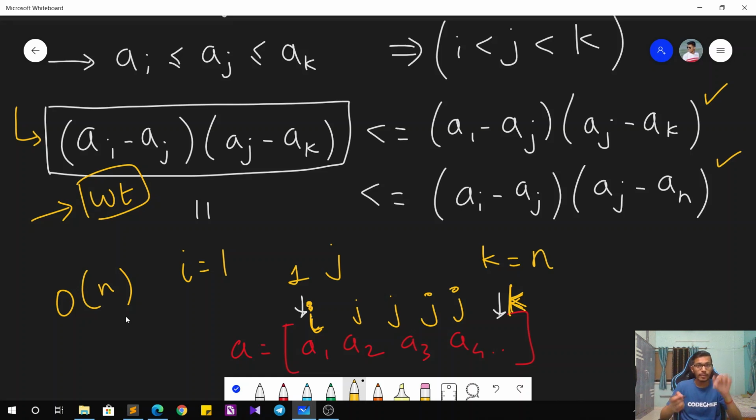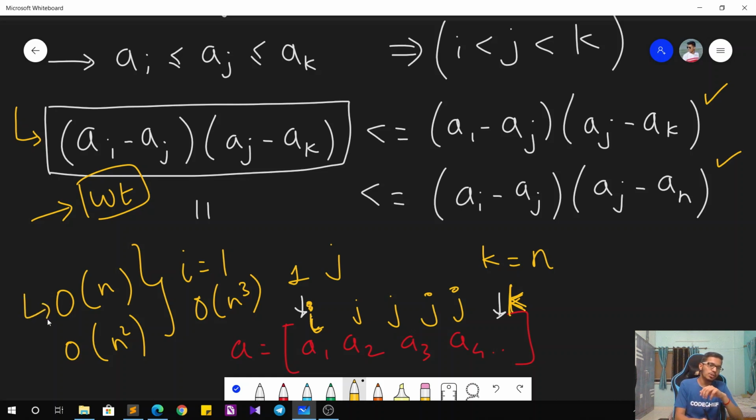And how many subarrays do we have? We have order of n square subarrays. So that means the overall runtime of our code would be order of n cube, and that is going to cause a time limit exceeded for the given constraints of the question. So an order of n approach for finding the optimal j is not going to work. So what do we do?